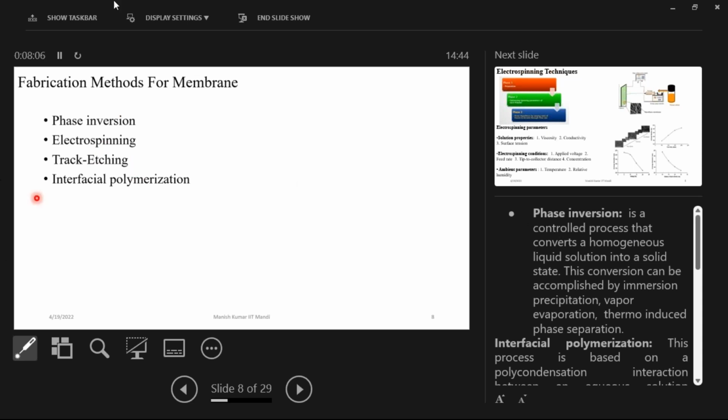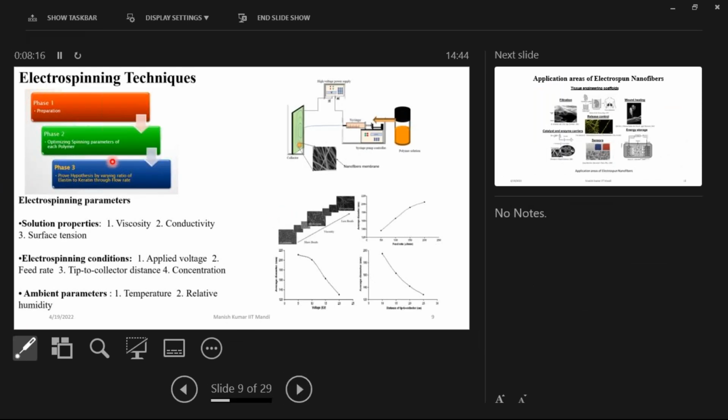So due to that, we are using the electrospinning technique. In the electrospinning technique, basically there are three phases. In the first phase, we have to prepare the solution. In the solution, we can control three parameters: viscosity, conductivity, and surface tension.